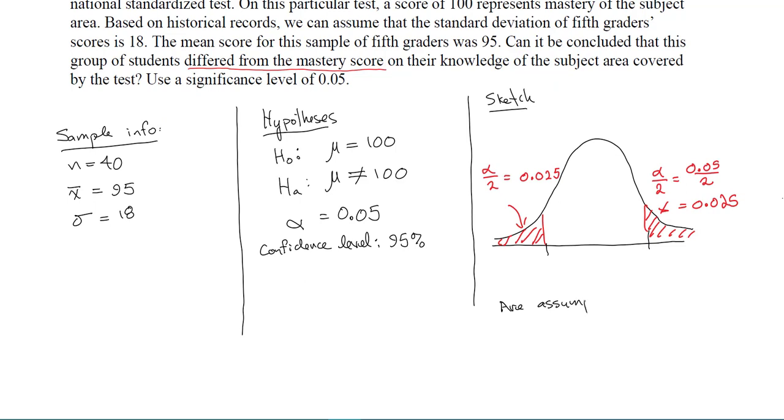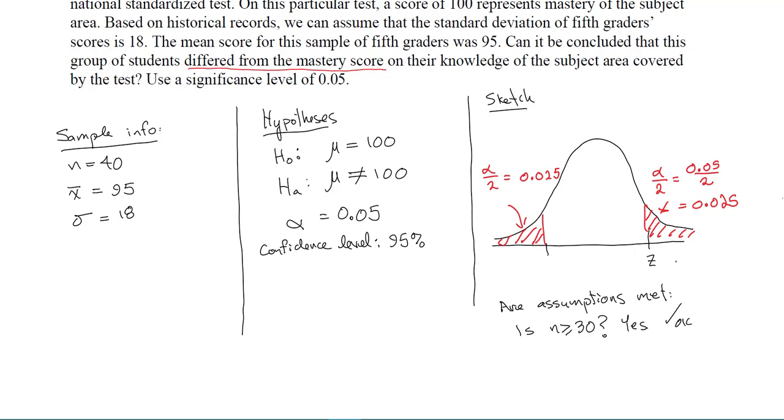So my rule of thumb on my assumptions is that I need to know for sure that the scores are normally distributed, or be able to assume that, or alternatively, I need to know that my sample size is at least 30. And in this case, the answer is yes. So that means we are okay on our assumptions, and I can do this test.